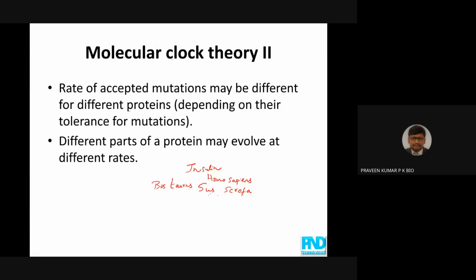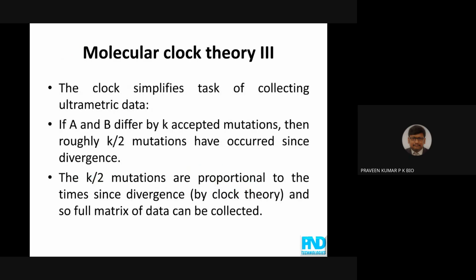Okay, so this molecular clock theory holds best for the insulin example. But if you take hemoglobin, once again, you see the chimpanzee is more closely related with the human, and even myoglobin, a muscle protein, is also closely related with the human. Okay, so many of the proteins are linked with the ancestral species, but not all the proteins. That's what molecular clock theory 2 signifies.